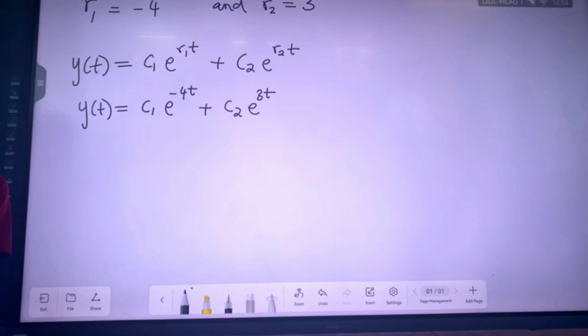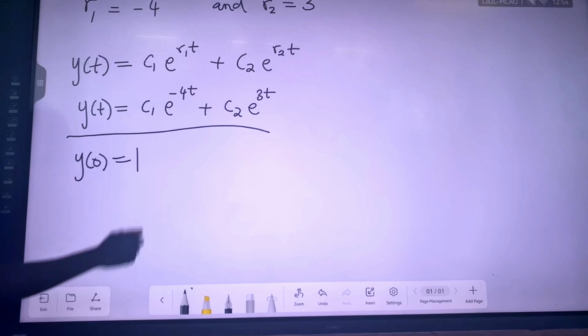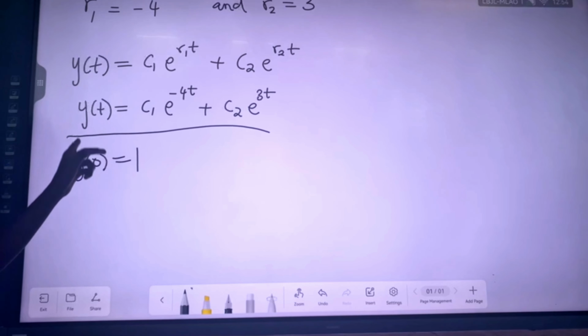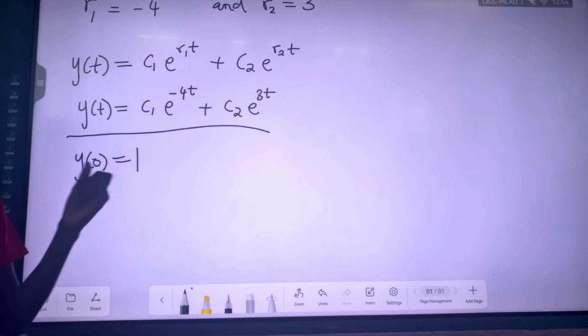Solving for the initial condition simply means you substitute into the particular equation. This one is a general solution. If you want a specific solution, they are going to give you initial conditions. Let's say they told you y at 0 is equal to 1. Where there is a t, you put 0. Where there is y, you put 1. Then you complete.